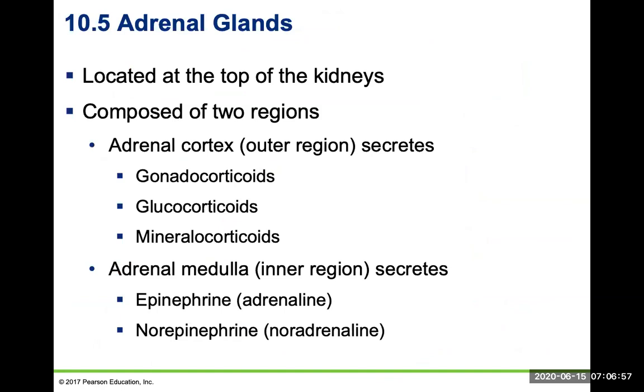Adrenal glands are located at the top of the kidneys. They're composed of your adrenal cortex, the outer region, which will secrete all of your corticoids, and the adrenal medulla, the inner region, which secretes your epinephrine and your norepinephrine. These are kind of your stress hormones, so they'll respond to stress in the body.